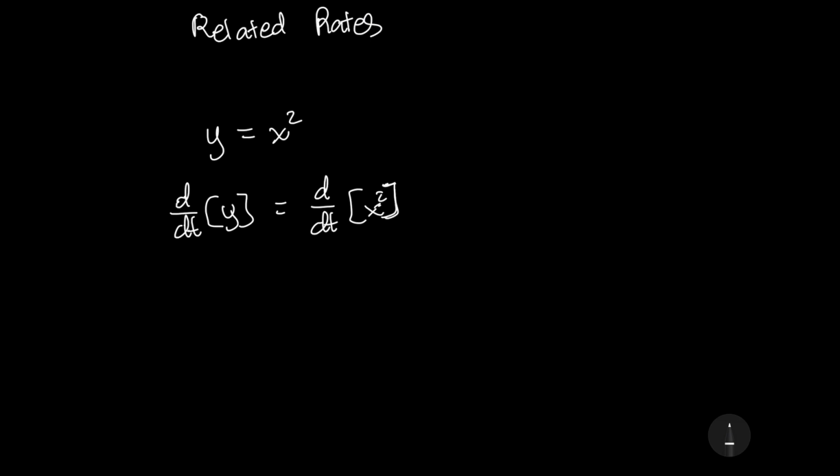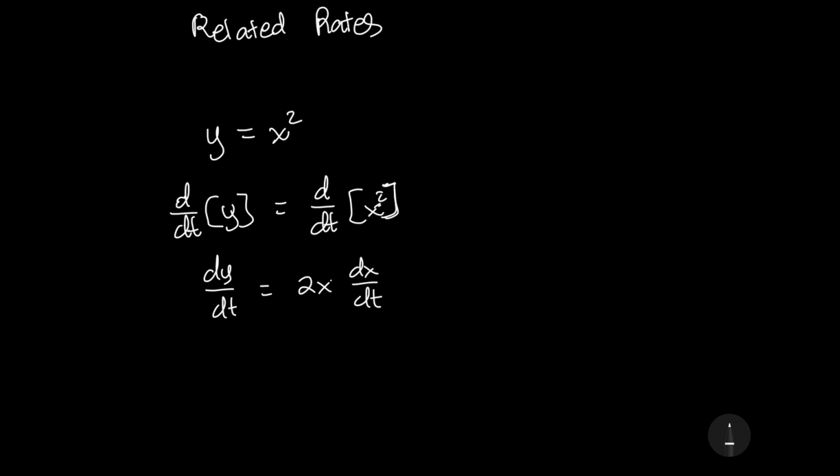So now let's rewrite both sides. The derivative of y with respect to time is just dy/dt, right? And then for the derivative with respect to time of x squared, we have to take the derivative of x squared with respect to x and then multiply that by the derivative of x with respect to t. That's the chain rule. So let's use the chain rule on this one. So this equals 2x times dx/dt.